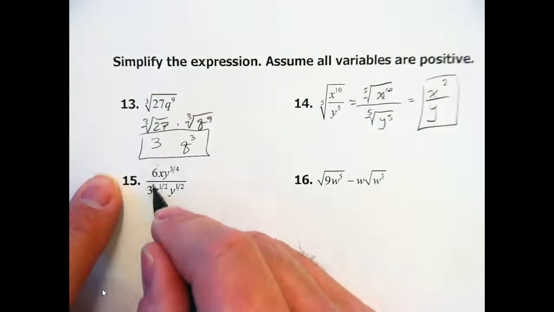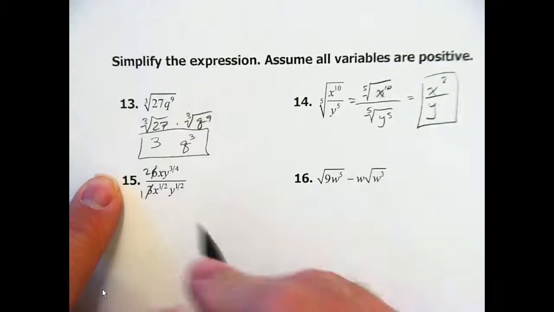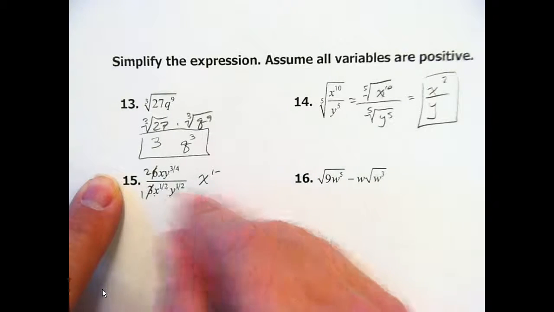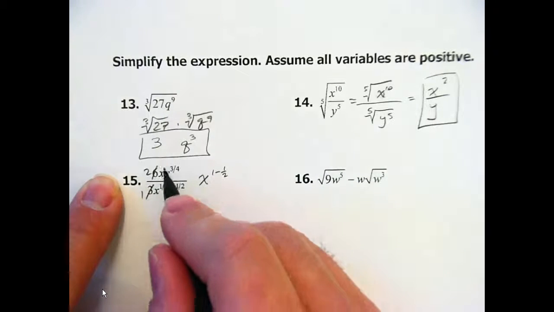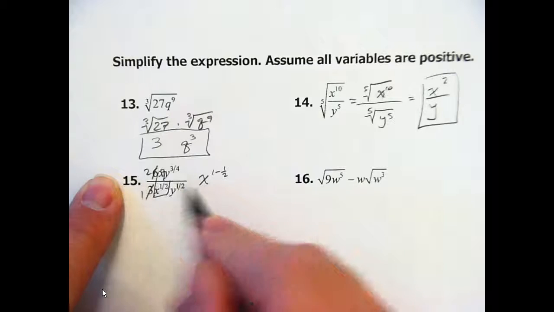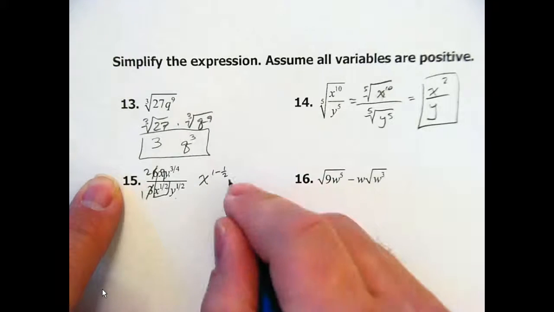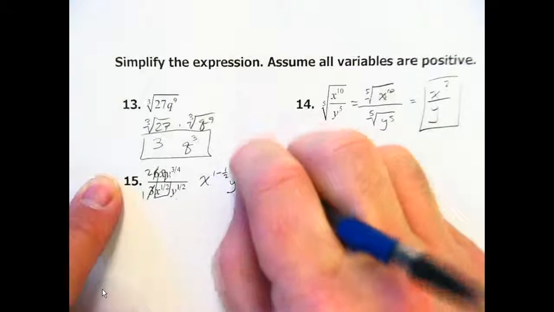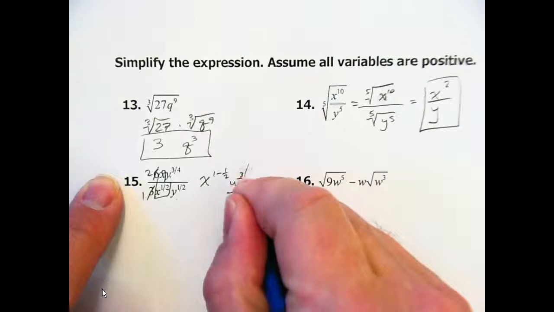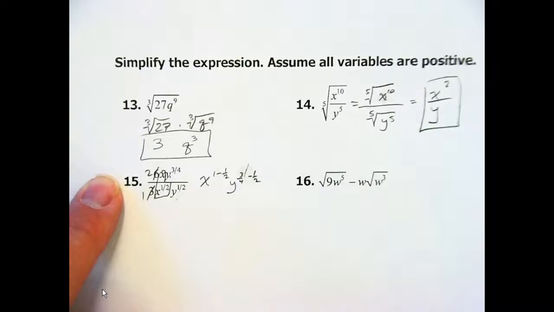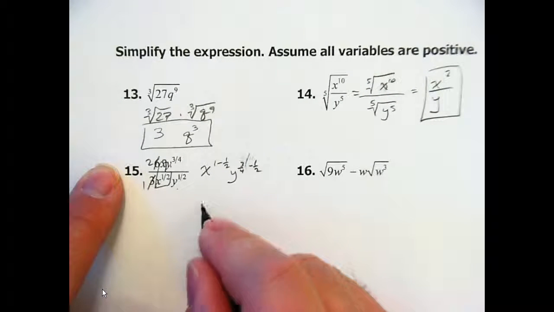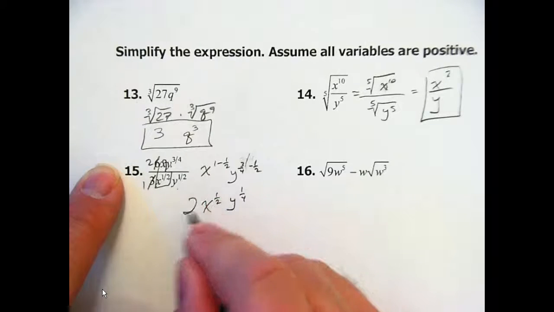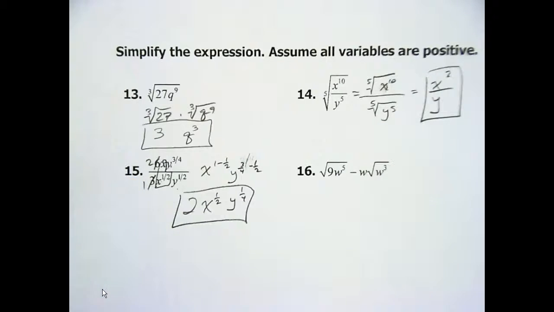This one right here, I'm going to reduce to 6 and 3. This 2, this 1. I'm going to take the x to the first and subtract the 1/2 power because I'm dividing them, same base. Okay, those two. And then I have a y to the 3/4 and a y to the 1/2, so I'm going to keep that base and subtract 3/4 and 1/2. So that's x to the 1/2, y to the 1/4, and I have my 2 hanging out there.